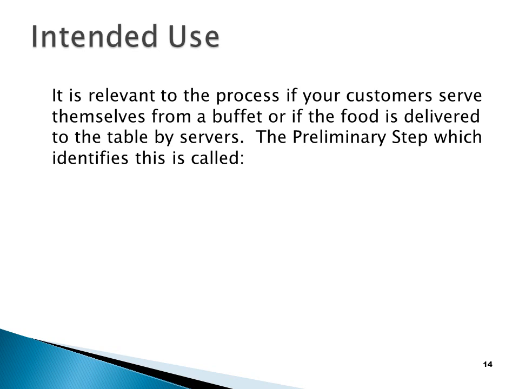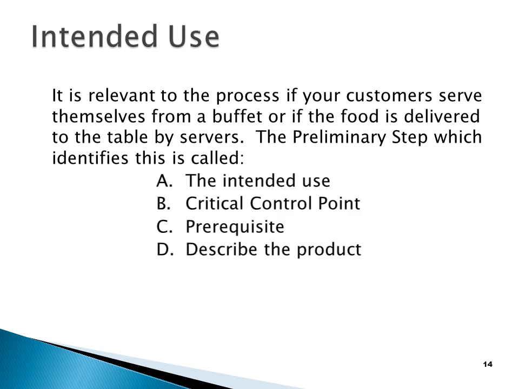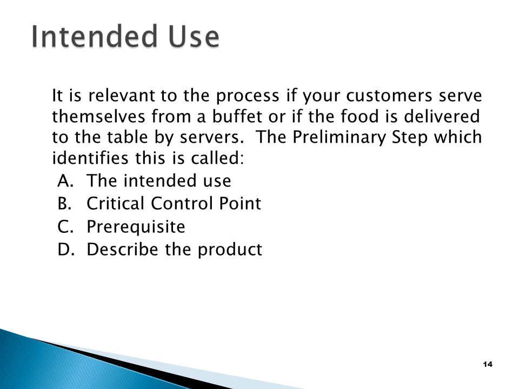It's relevant to the process if your customers serve themselves from a buffet, or if the food is delivered to the table by servers. The preliminary step which identifies this is called what? The intended use, the critical control point, prerequisite, or describe the product. That would be the intended use.